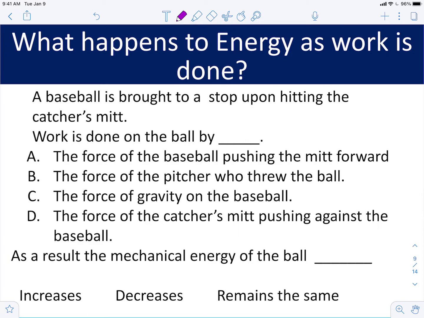All right, so take a look at this scenario. Same kind of idea. A baseball is being caught and brought to a stop upon hitting the catcher's mitt. The work done on the ball. These other forces do exist, but ask yourself always, what force is causing the acceleration? In this case, it would be the force of the catcher's mitt pushing against the ball, and it again decreases the mechanical energy of the ball.